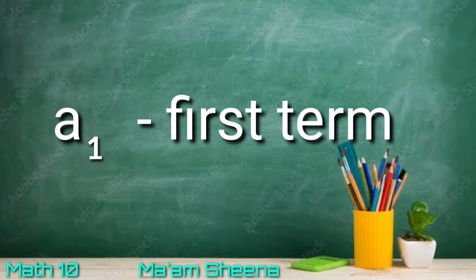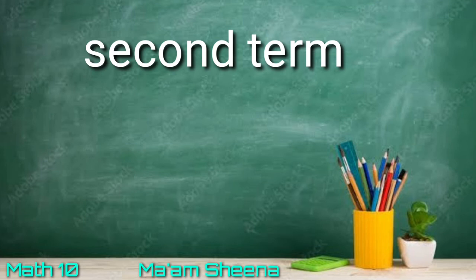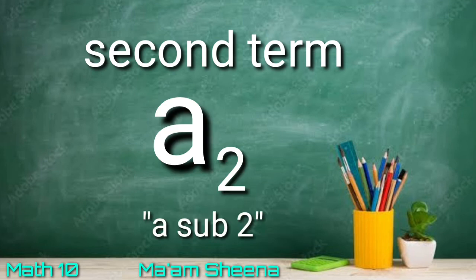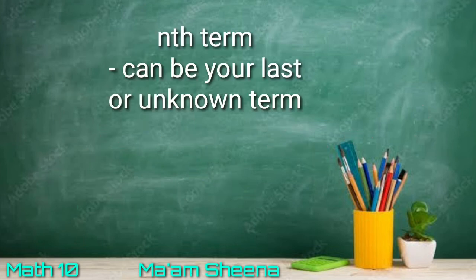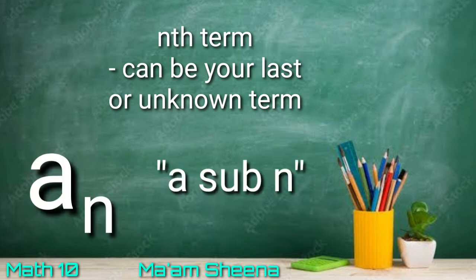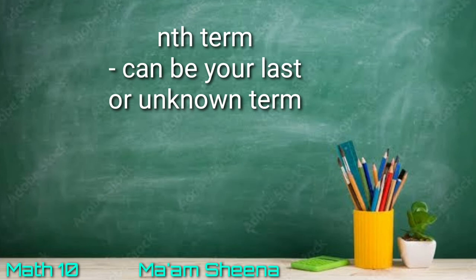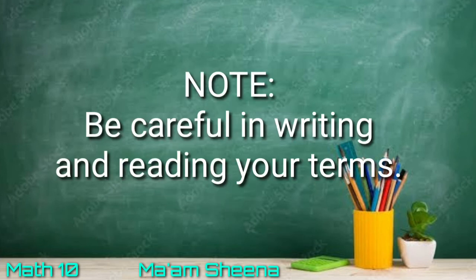If you have your a sub 1 as your first term, it follows that your second term will be your a sub 2. Again, the second term is your a sub 2. And so on and so forth until you reach your last term. Your last term can be named as a sub n, or it can also be known as your unknown term. Later, we're going to solve for some terms in a sequence, so that's how we're going to denote it, a sub n. Again, be careful with the reading and the proper writing of our terms.